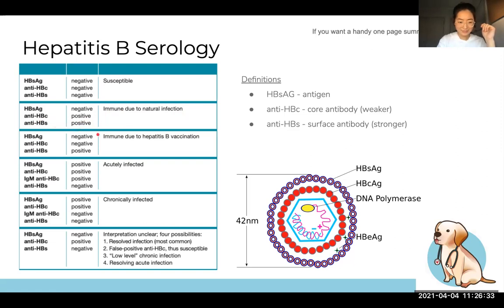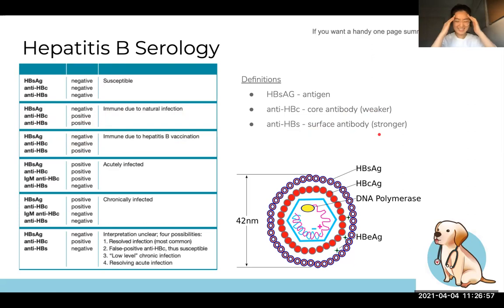Next up, you've got your antigen being negative, your core antibody being negative, but your surface antibody being positive. And that basically means you had a vaccination. The vaccination has caused you to produce a surface antibody because that's the stronger one in comparison to the core. That's why you haven't produced any core antibodies because you've already got the surface ones, which are stronger.